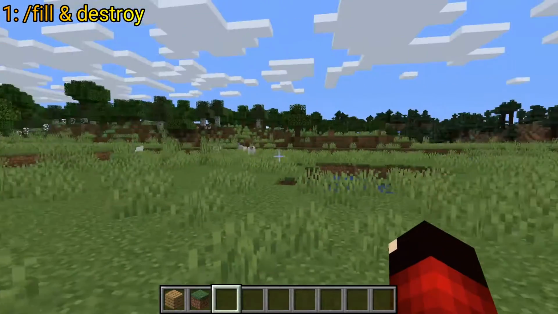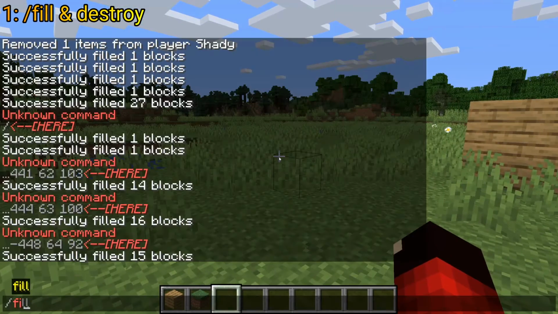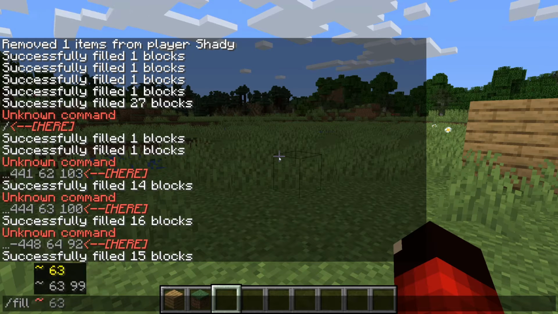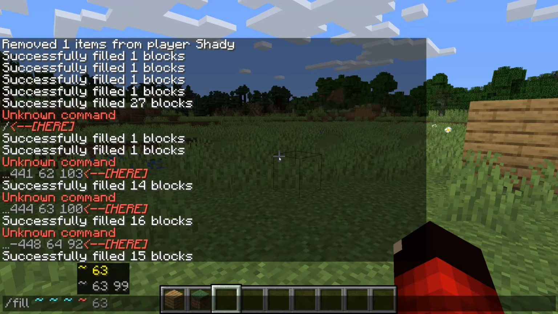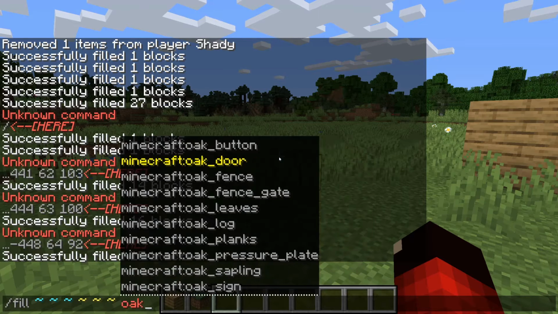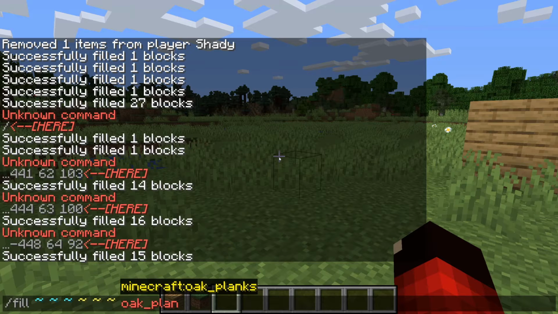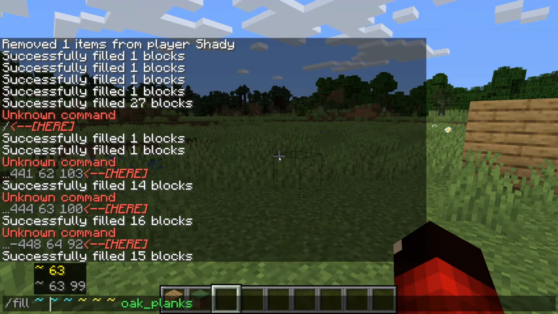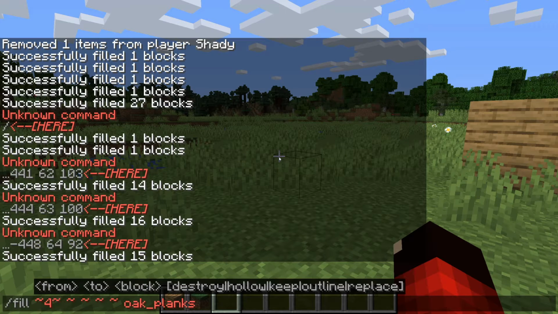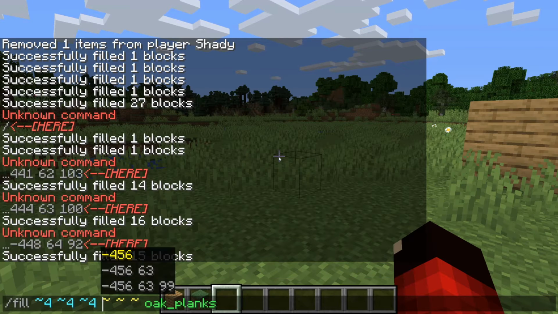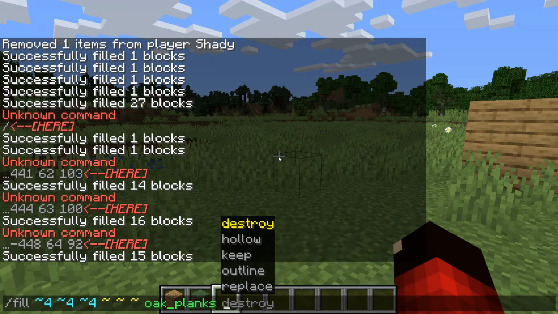So that's not all actually. So if you type in slash fill, and let's just do squiggly line, squiggly line, squiggly line, and again and again, oak planks. Let's just do a 4 by 4 by 4. If you press space, you'll notice that there are more words. Now let's just go in alphabetical order because Minecraft already does that for us. So let's press tab to get destroy.